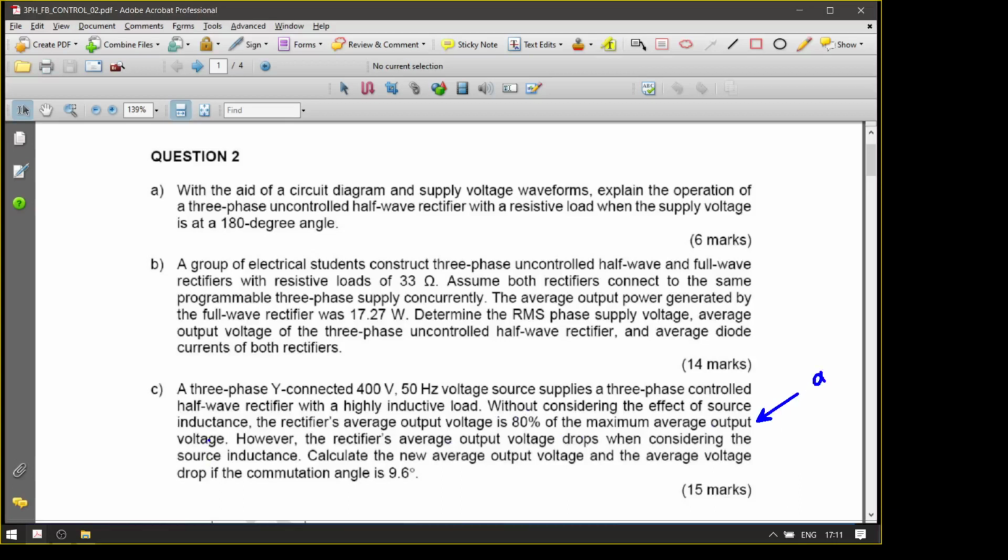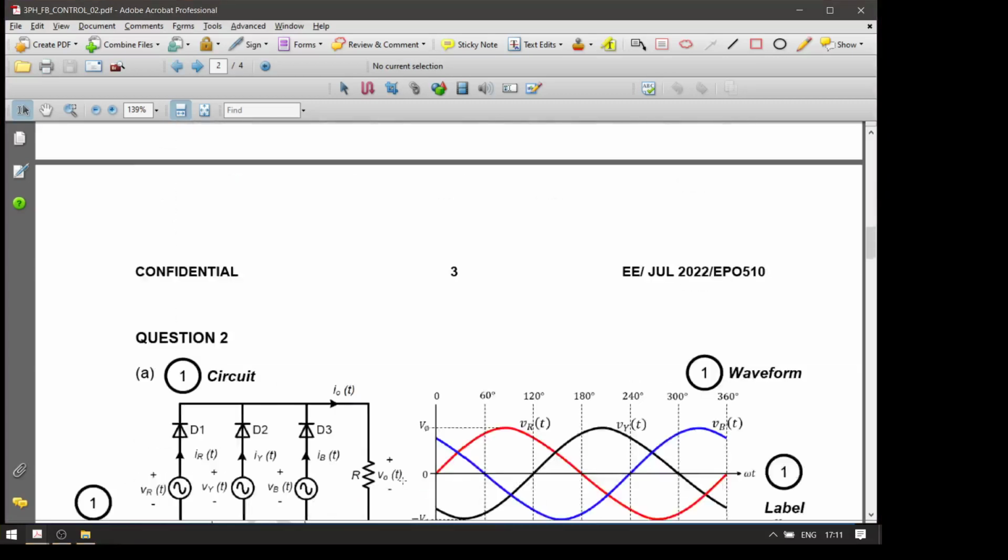However, the rectifier average output voltage drops when considering the source inductance. So it is further dropped because of the source inductance. Now you have the source inductance in the circuit. Calculate the new average output voltage and the average voltage drop if the commutation angle is given. So you are given the overlap angle u, and then you need to calculate the new average output voltage and the average voltage drop. The solution is already given to you.